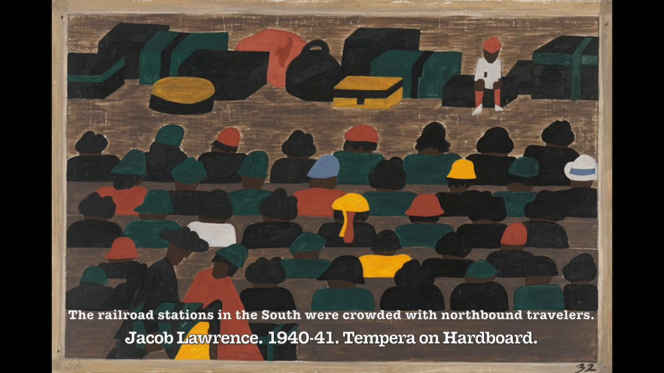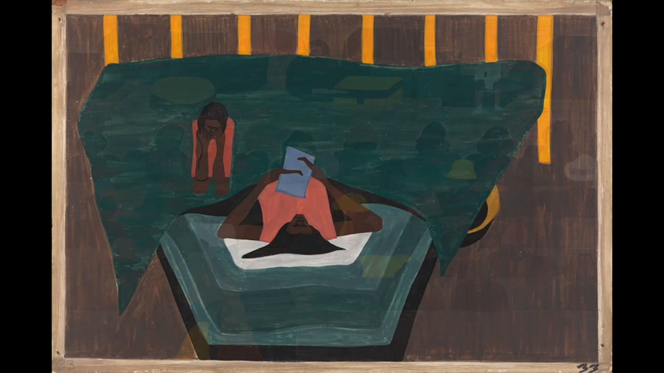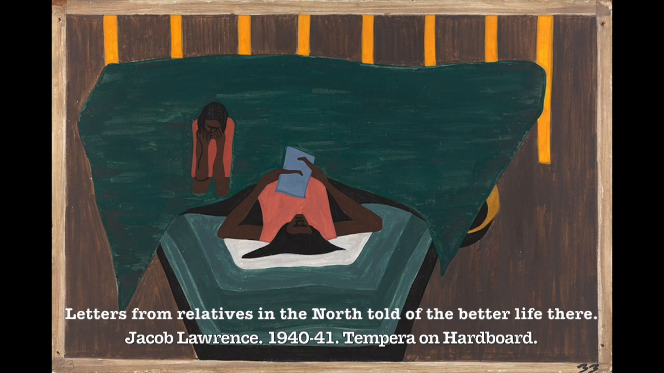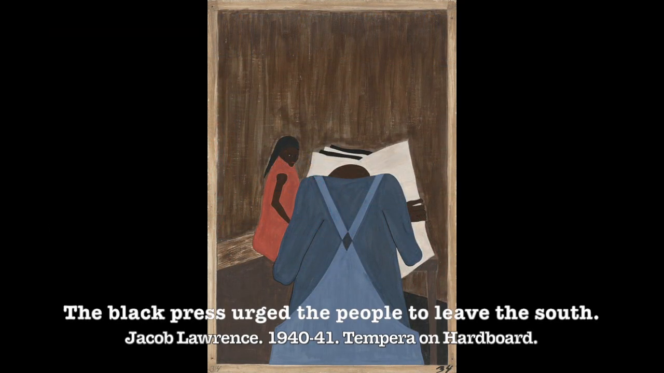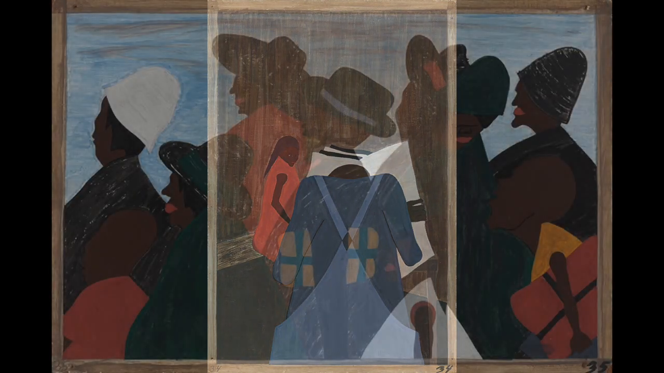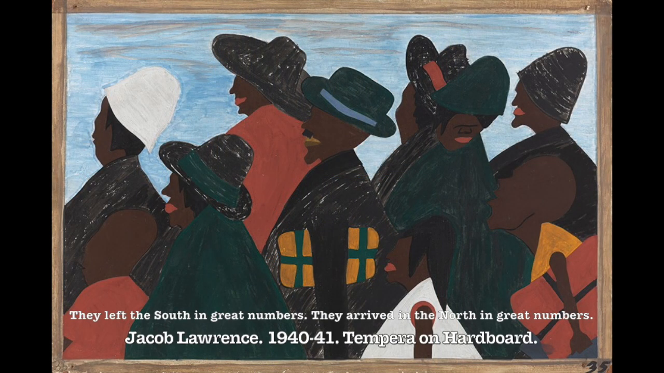The railroad stations in the south were crowded with northbound travelers. Letters from relatives in the north told of the better life there. The black press urged the people to leave the south. They left the south in great numbers. They arrived in the north in great numbers.